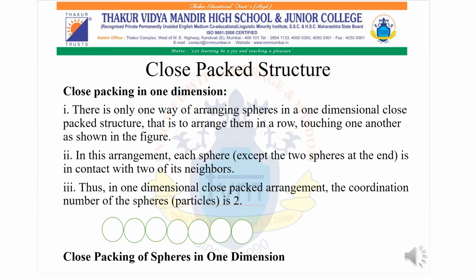Moving on to close packing in solids. First we'll be checking one dimensional close packing. In solids, the constituent particles are close packed, leaving minimum vacant space. Let us consider an example of one dimension. There is only one way of arranging the spheres in a one dimensional close packed structure, that is to arrange them in a row, touching one another as shown in the figure. In this arrangement, each sphere is in contact with two of its neighbors. Thus, in one dimensional close packed arrangement, the coordination number of each particle is 2.